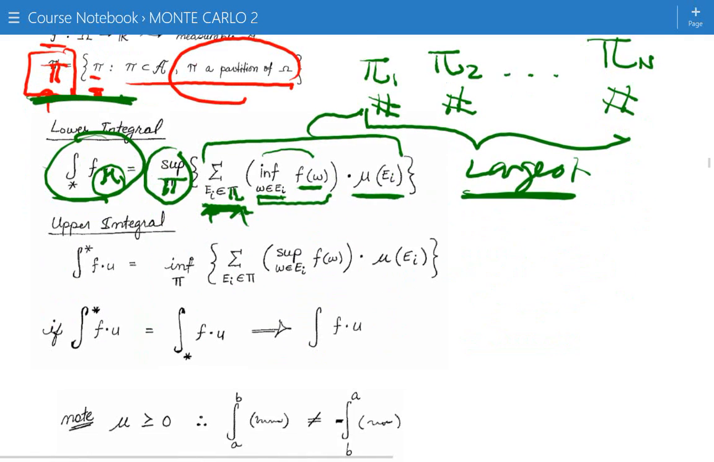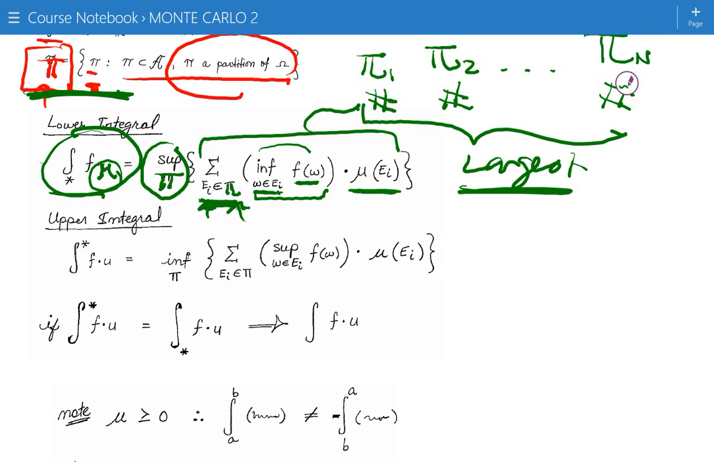The upper integral, with a star at the top, is nearly the same. The only difference is, for each element in the set, you look at the largest value of the function. And then you do the summation per usual. But now you go across all possible partitions. Once you've done all the partitions here, you look at the smallest value. So they're just kind of the reverse of each other.